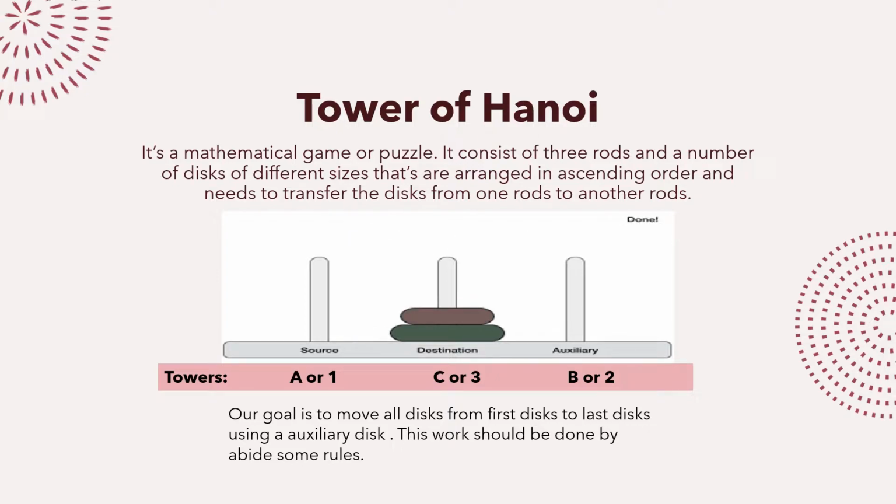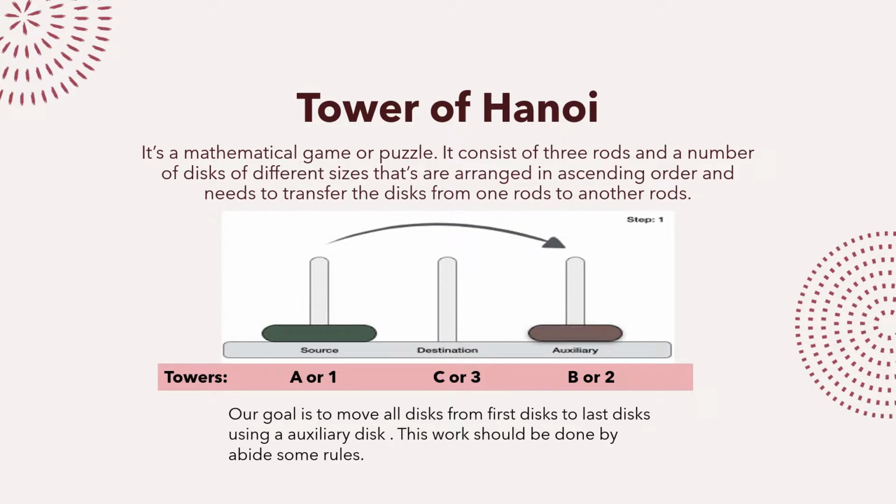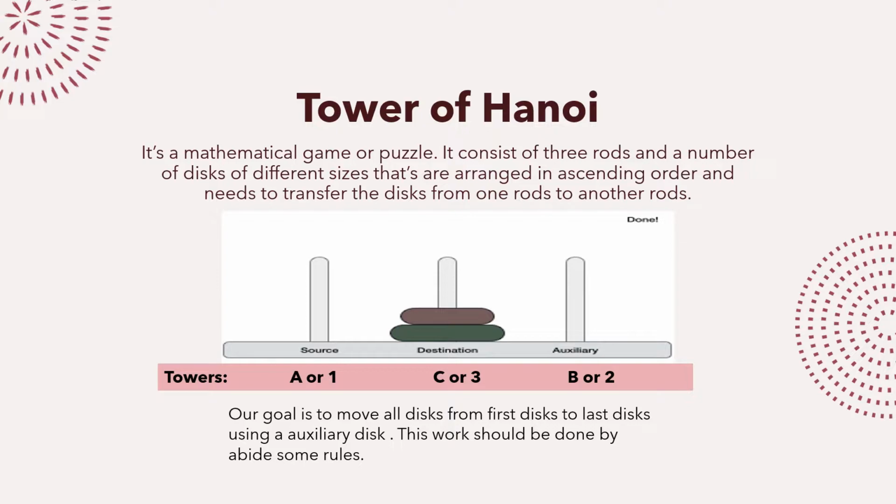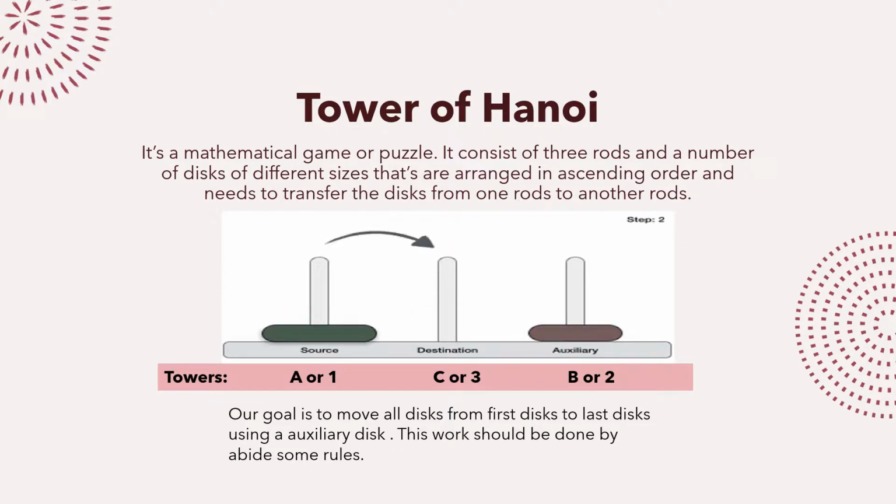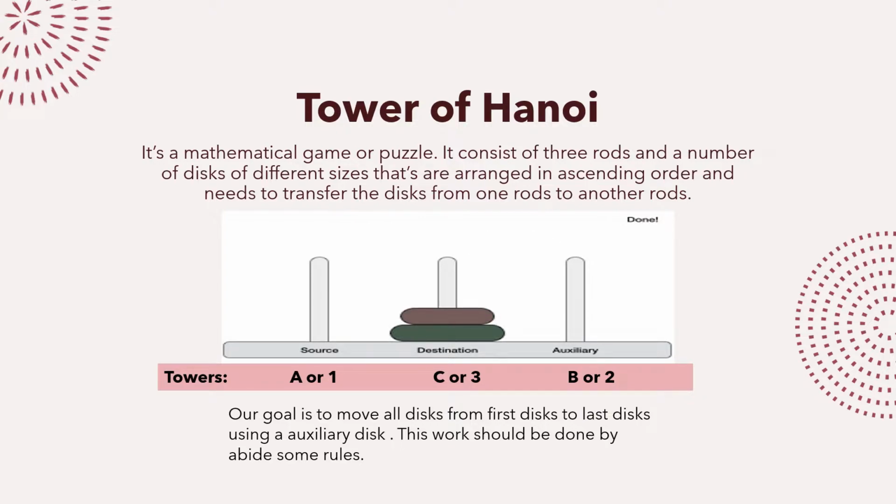And what is the goal of the Tower of Hanoi problem? Our goal is to move all the disks from the first rod, here denoted as the source, to the destination rod by using an auxiliary rod. This work should be done following some rules. So what are the rules?